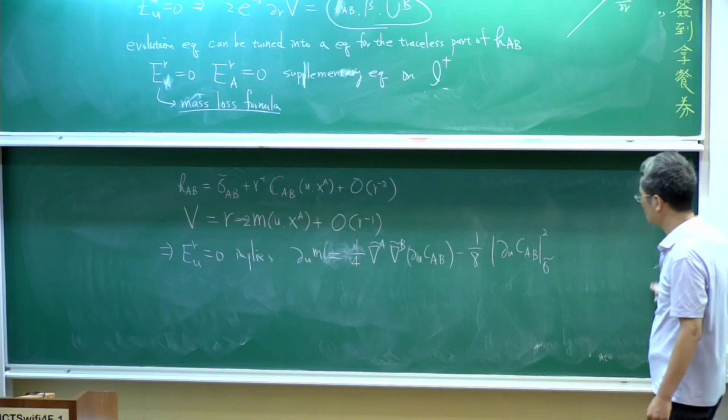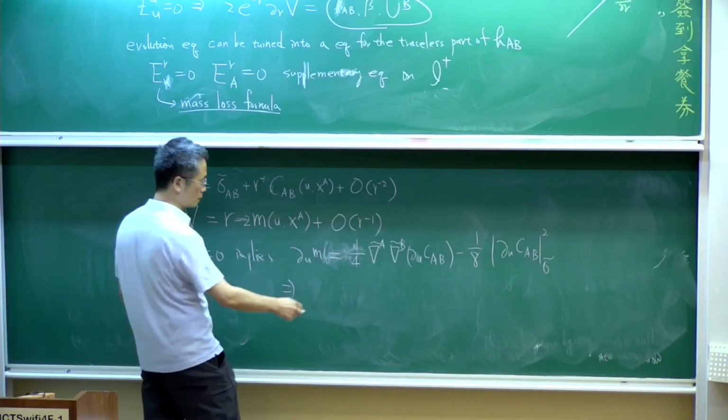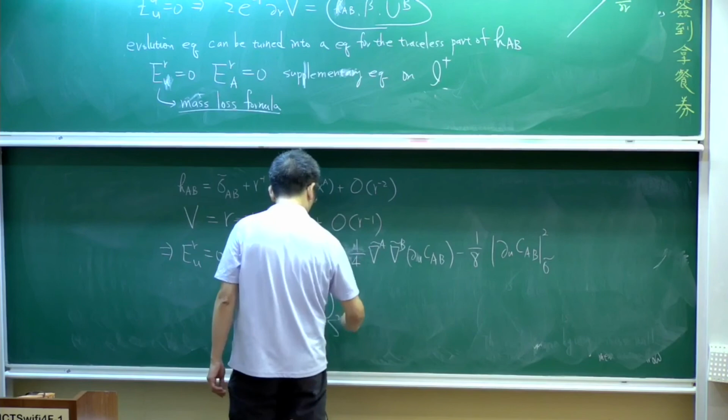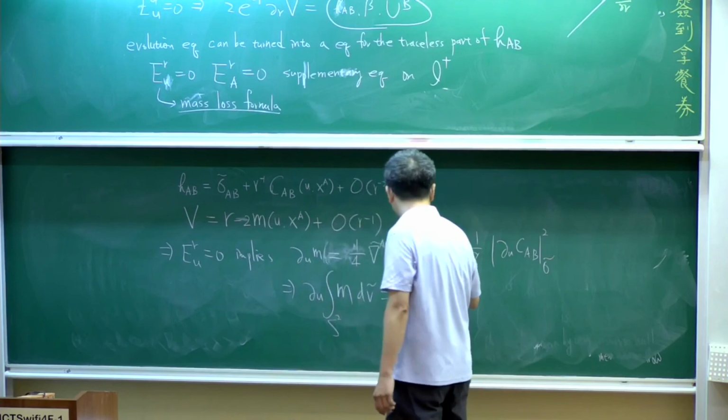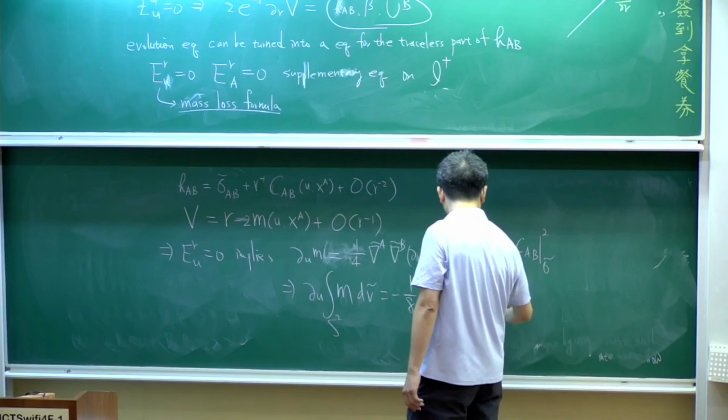And if you again integrate over the sphere, because you have a double divergence here, this tells you that d_u of the integral of m over S2 of dV tilde is equal to minus 1/8 of the integral of d_u C_AB squared, sigma tilde dV on S2. And now you can see that this is again negative.